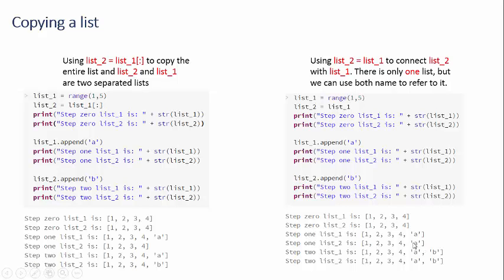The reason is that list_2 and list_1, by using this line of code, this statement, are actually not copying the list. They're actually referring to the same list. They connect those two variable names together, but they refer to the same thing. And then we do list_2.append(B), and let's see what will happen for list_1.